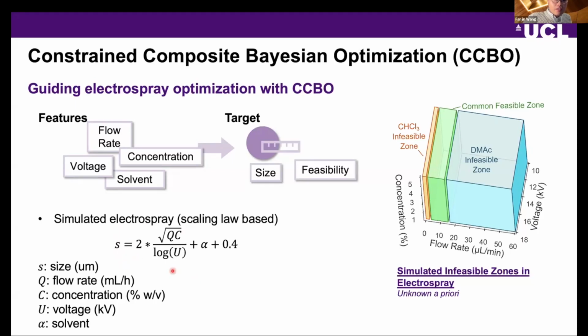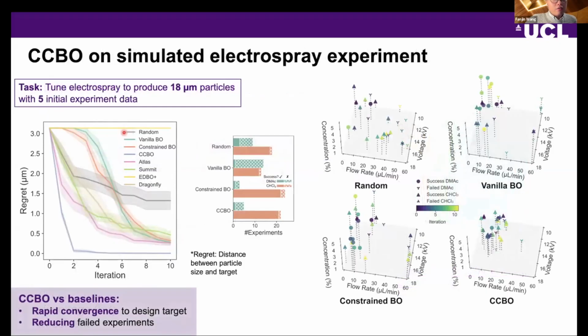And I have curated this simulated electrospray equation plus the feasibility zones. We have one parameter we are optimizing, which is the solvent, and we know that different solvents might not work under a specific flow rate region. You can see that we tailored some feasibility zones, and be aware this is unknown to the GP or Bayesian optimization process beforehand, and we only get the result of whether it's feasible or not after doing the experiment. And here are the results.